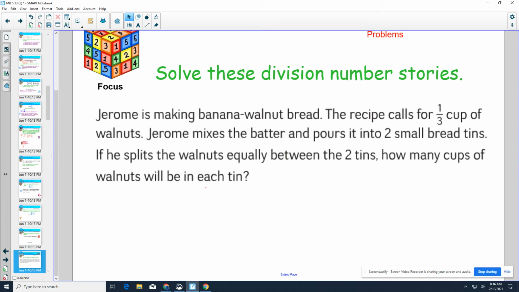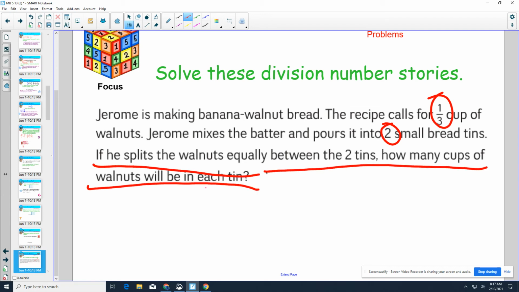So let's look at this one. Jerome is making banana walnut bread. The recipe calls for 1/3 cup of walnuts. Jerome mixes the batter and pours it into 2 small bread tins. If he splits the walnuts equally between 2 tins, how many cups of walnuts will we have in each tin?